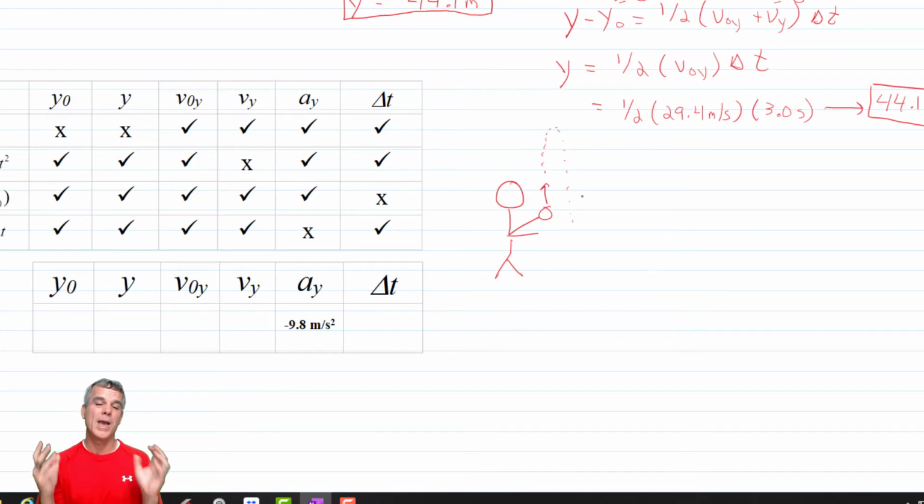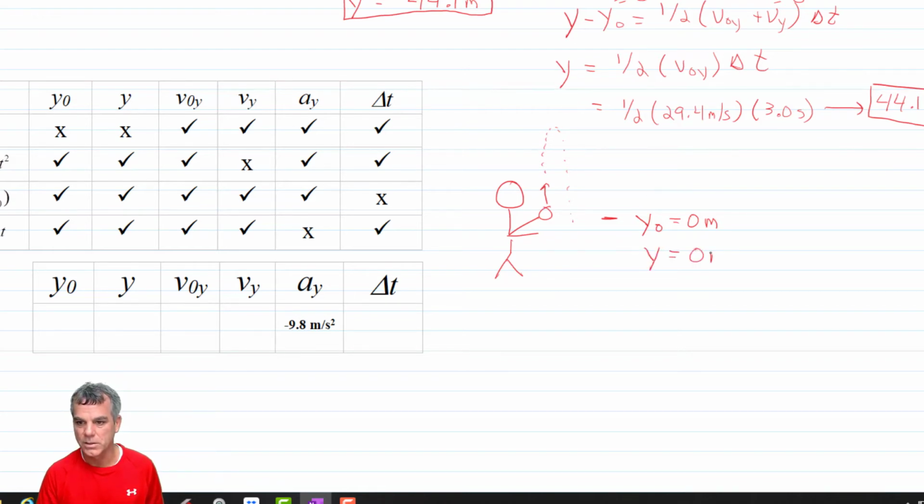If I want to know how long is it in the air for, assuming it's caught at the same height it was thrown at, what that means is my initial position, again, I could define as 0 meters, but if it's going to end up at the same height it was thrown at, then that means my final position is also 0 meters. So if I fill in my known and unknown quantities, my V naught Y is still 29.4 meters per second. My Y naught is 0 meters. My final position is also 0 meters.